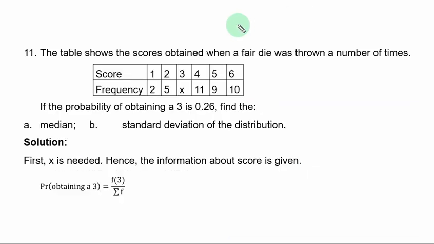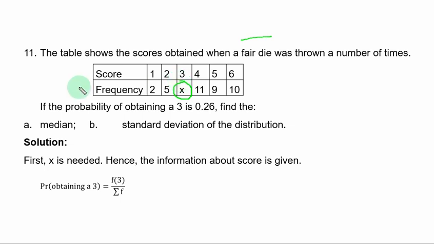Question 11. The table shows the scores obtained when a fair die was thrown a number of times. This is the outcome, the 6 sides, and the number of times each side appeared. But side 3 appeared S times. You need to get S.